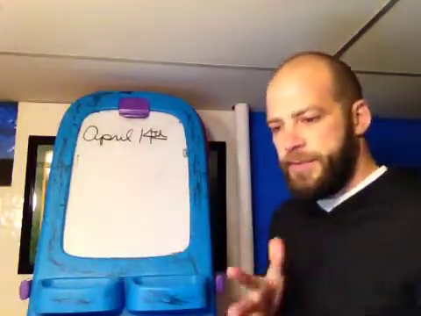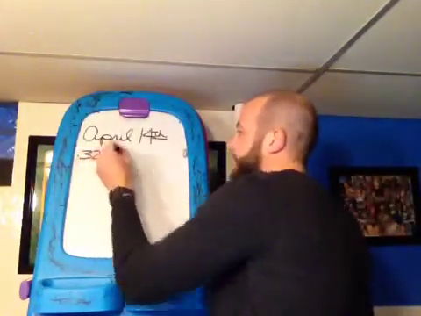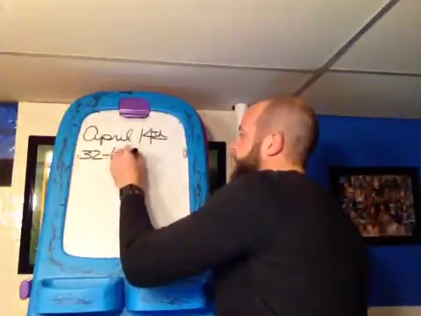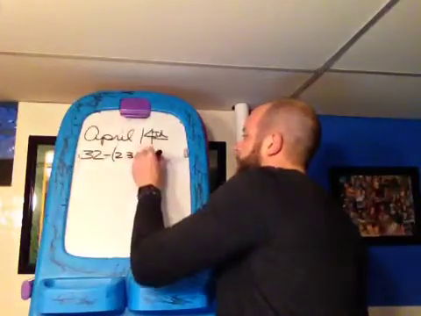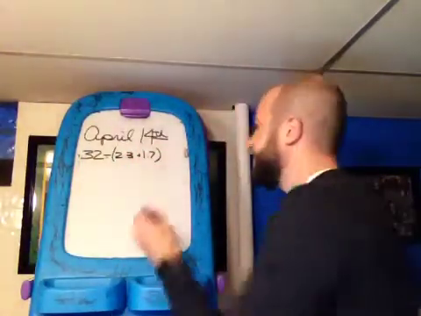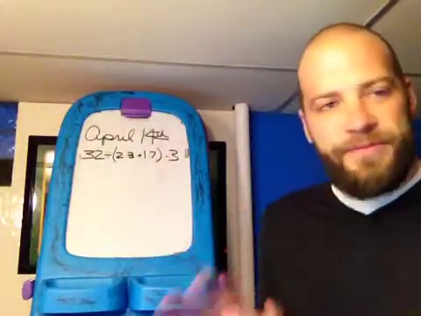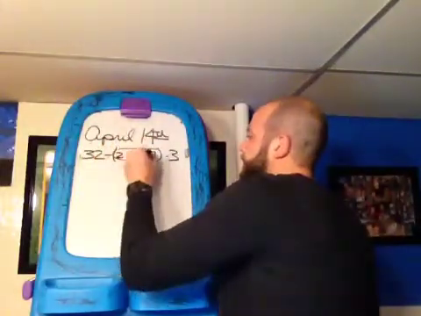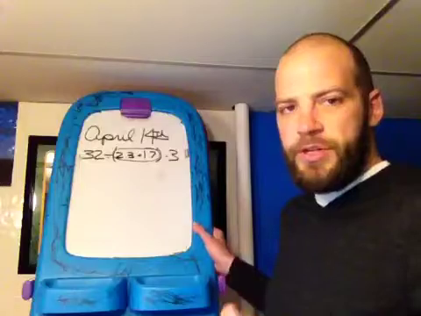Number 3 is a little bit more difficult. We have 32 divided by 2.3 plus 1.7, times 3. So we actually want to add first here because it's in the parentheses. When you add decimals, you want to make sure to line up the decimal.